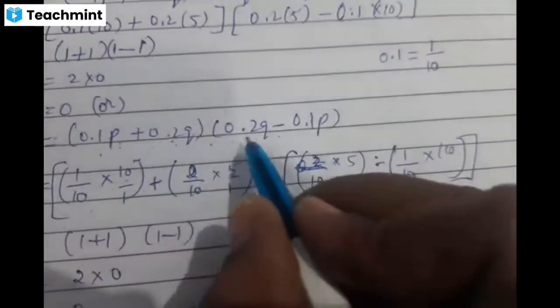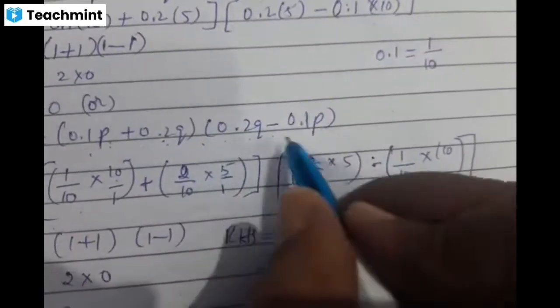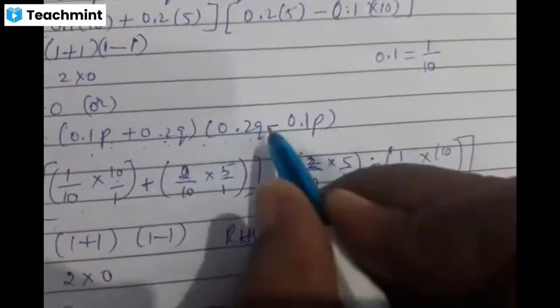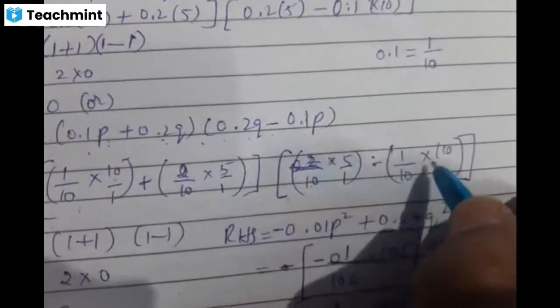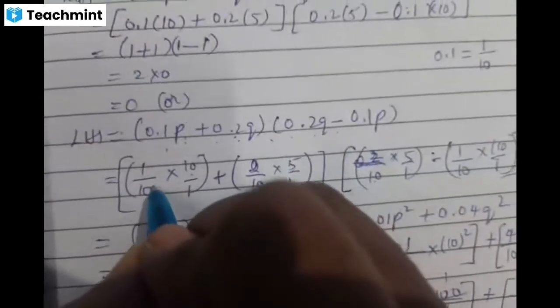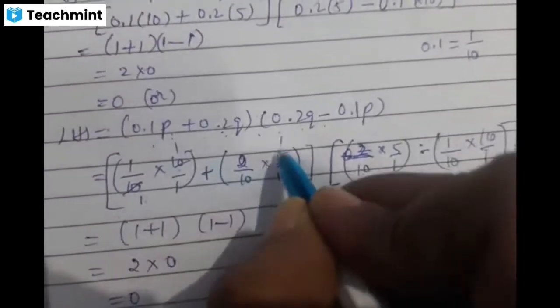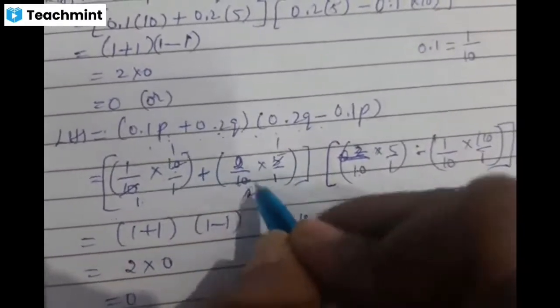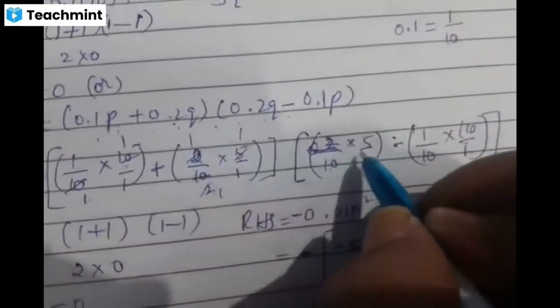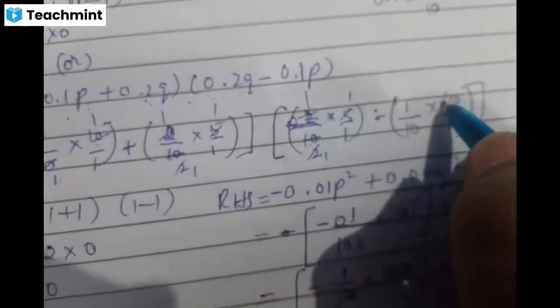In the next bracket, 0.2 will be written as 2 by 10 into q value, which is 5. Then minus 0.1 is 1 by 10 into p value, which is 10 by 1. Now in this step you get cancelled. 10 ones are 10, 5 twos are 10, 2 ones are 2. Here also the same cancellation. 5 ones are 5, 2 twos are 2. 10 ones are 10, and 10 ones are 10 here.